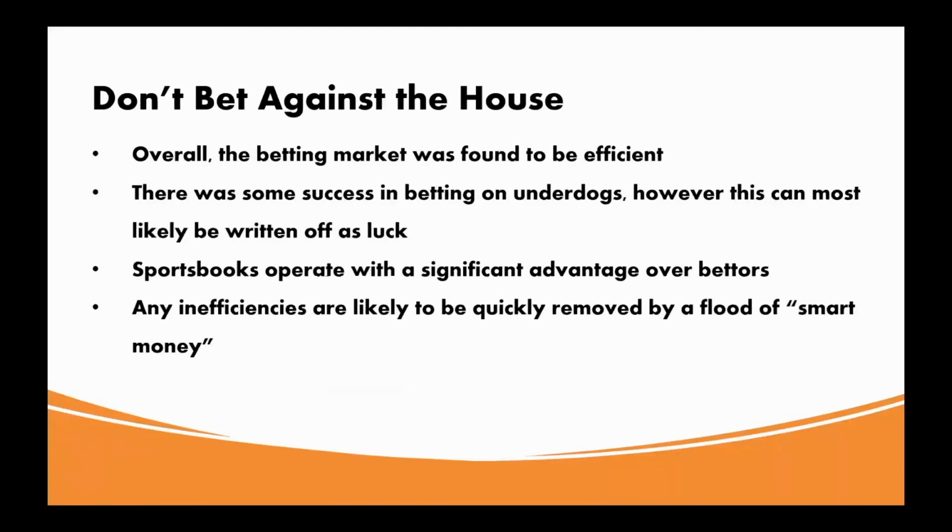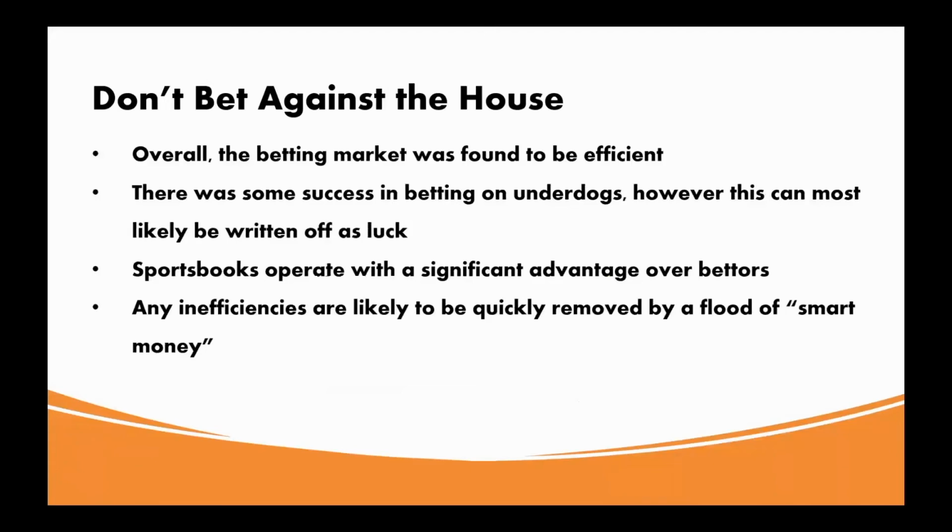So my recommendation would be, do not bet against the house. Overall, the betting market was found to be efficient. While I did have some success in predicting underdogs, I believe this was mostly due to luck. Underdogs, by their nature of being long shots, have the highest variance of payout, and also I examined the least of these, a little over 300.